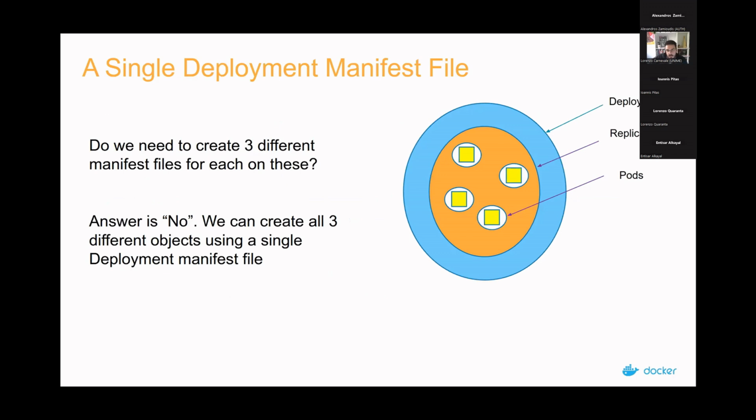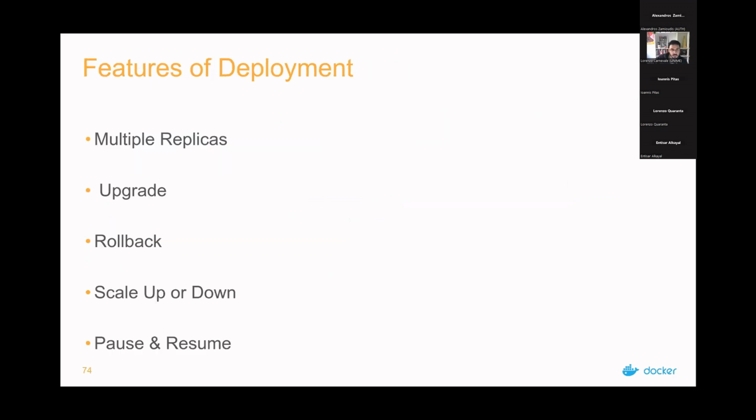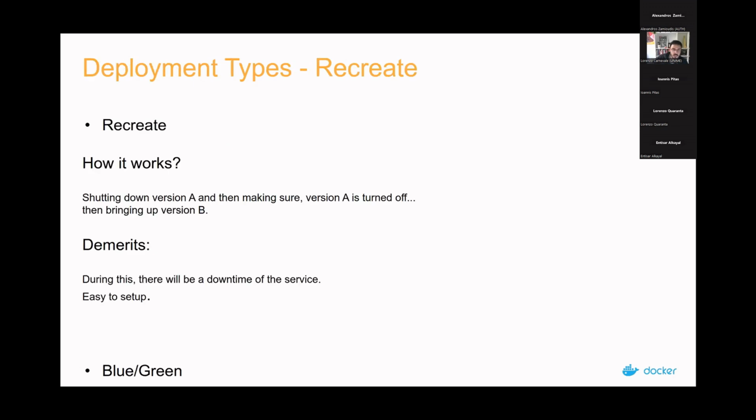So a single deployment manifest file will have the characteristics to understand the number of replicas and what the pods are. So do we need to create 3 different manifests for each of these, for instance? Of course, the answer is no. We can create all 3 different objects using one single deployment manifest file. The features that the deployment introduces are multiple replicas, upgrade, rollback, scale up and down, pause, and resume.